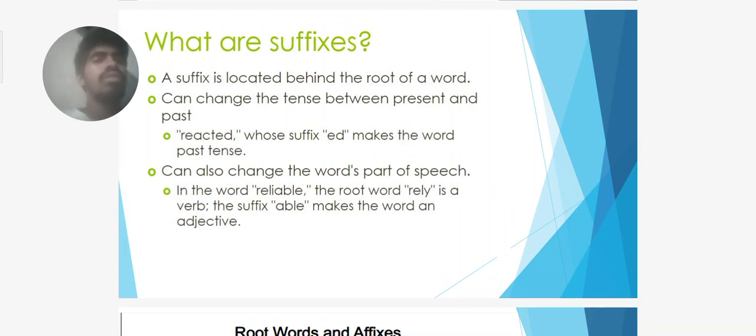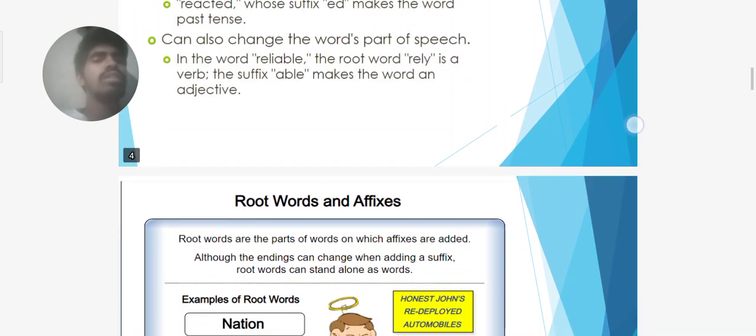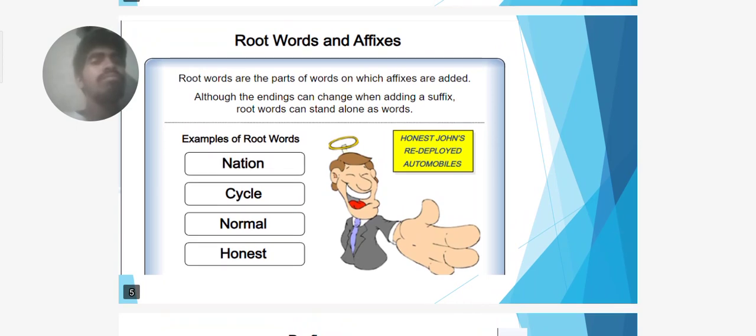If you are going to construct a word from a root, prefixes and suffixes are also important, because we add the prefix at the front and the suffix at the back of the word. By adding the prefix and suffix, the meaning of the word totally changes. So here, root words and affixes.